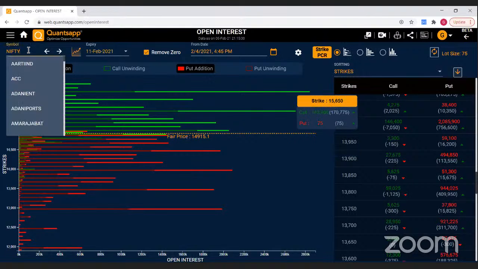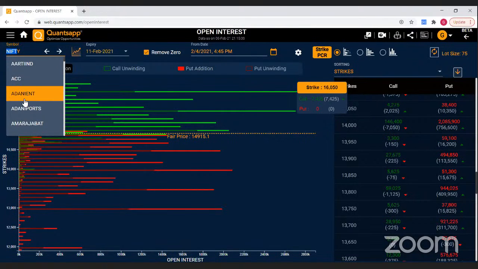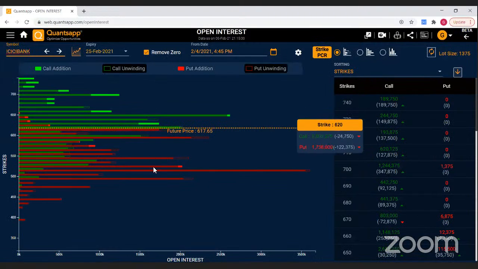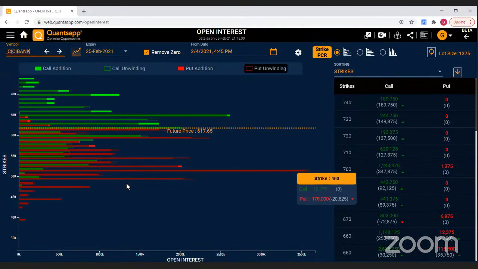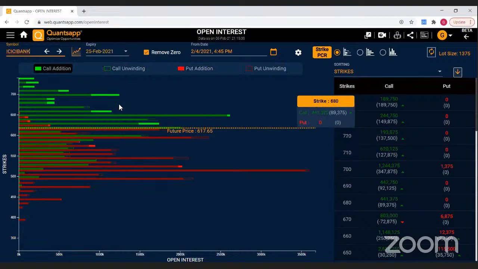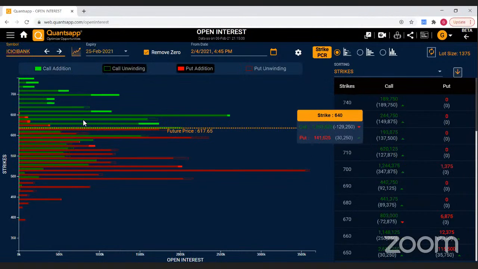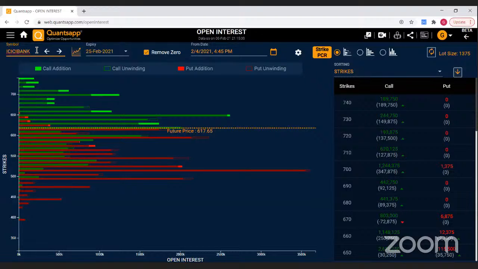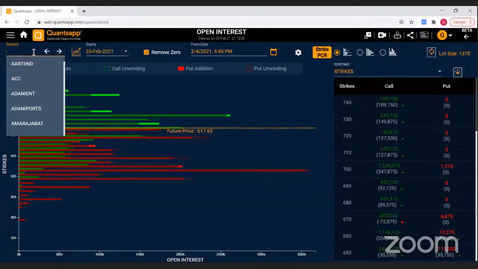In the same way, you can see for any stock, let's say ICICI Bank. You can see there's lots of unwinding going on here on the put side, and on the call side there was an addition at the upper level. So this is how you can see the resistance and support levels of any F&O stock and indices over here. We'll go back to the Nifty.